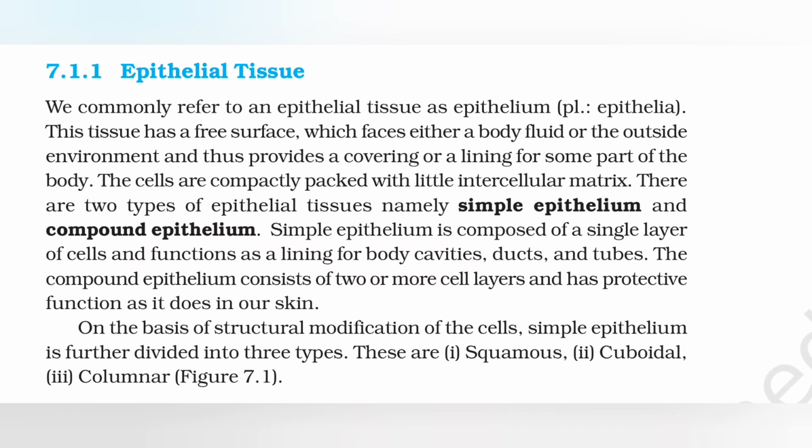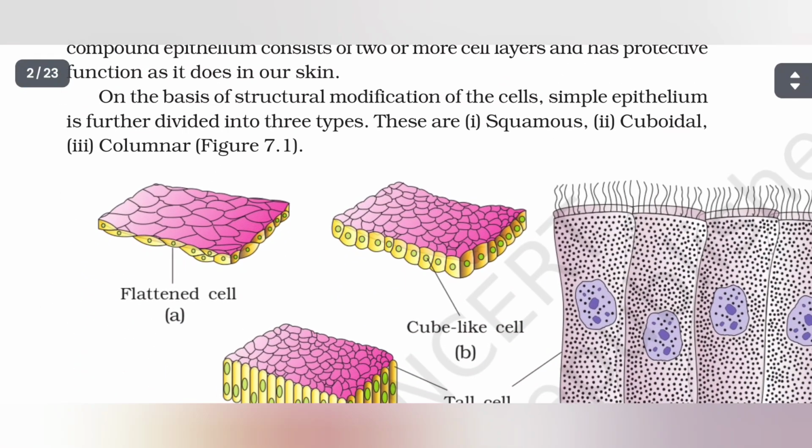There are 2 types of epithelial tissues, namely simple epithelium and compound epithelium. Simple epithelium is composed of a single layer of cells and functions as a lining for body cavities, ducts, and tubes. The compound epithelium consists of 2 or more cell layers and has protective function as it does in our skin. On the basis of structural modification of the cells, simple epithelium is further divided into 3 types. These are squamous, cuboidal, columnar.